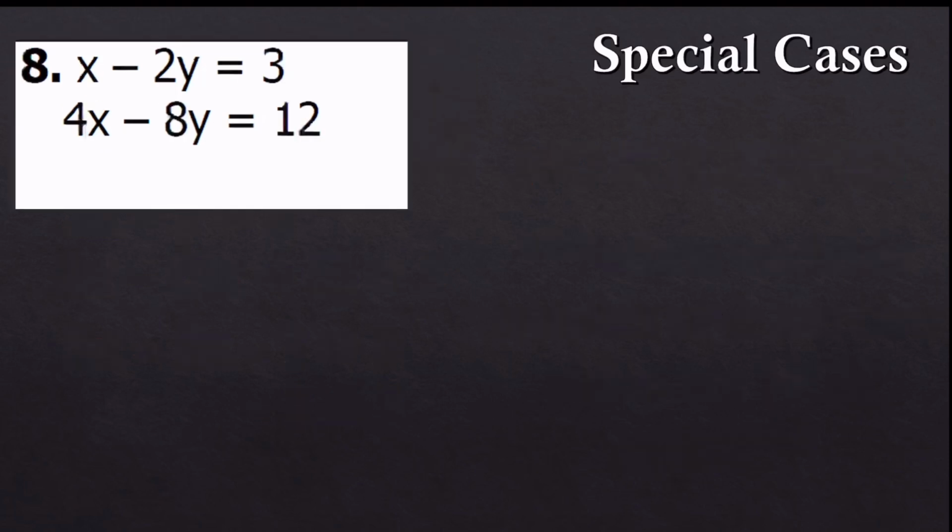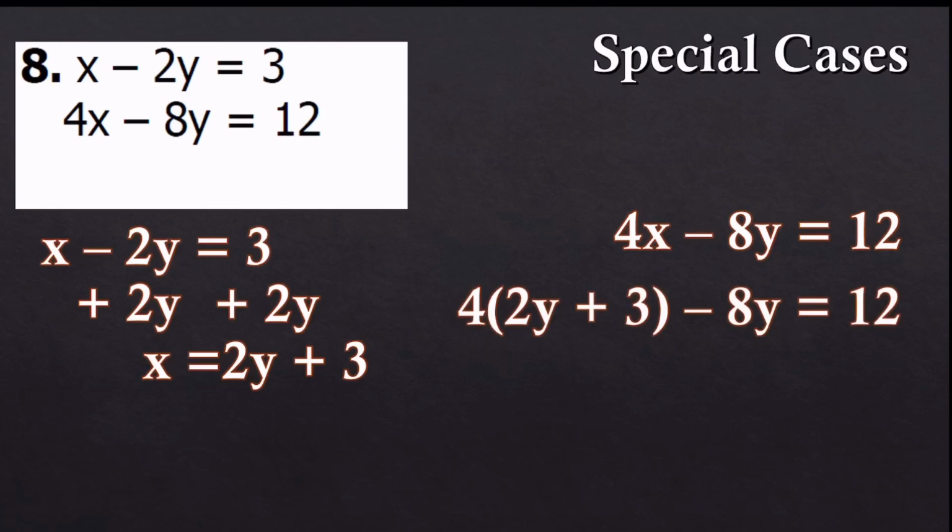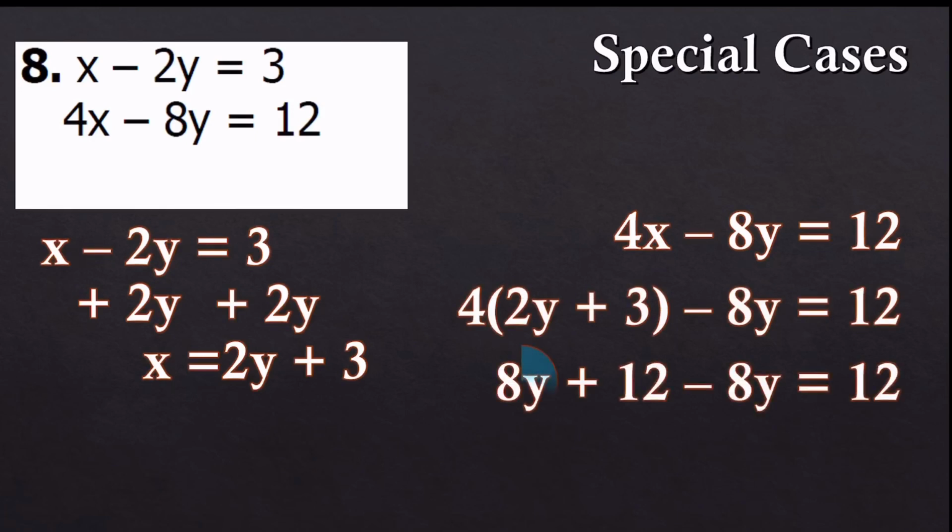Well, let's look at our other special case. So there's a dilemma in this one. I don't have a variable by itself yet. Not a problem. I'm going to take this equation. Why did I pick this one? Well, because x has a coefficient of 1. So I add 2y to both sides. Now I have x by itself. So I replace x with 2y plus 3. I distribute. I combine like terms here.